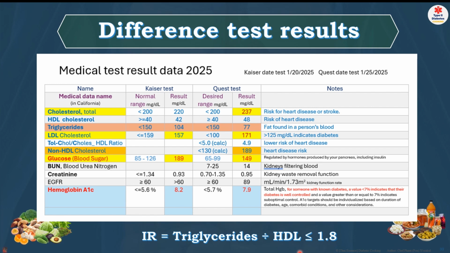Because of the results, like all this here, the glucose blood sugar: the Kaiser test range was 18 to 126, but the Quest test is 65 to 99. So it depends on how they establish it. That's what I try to point out.